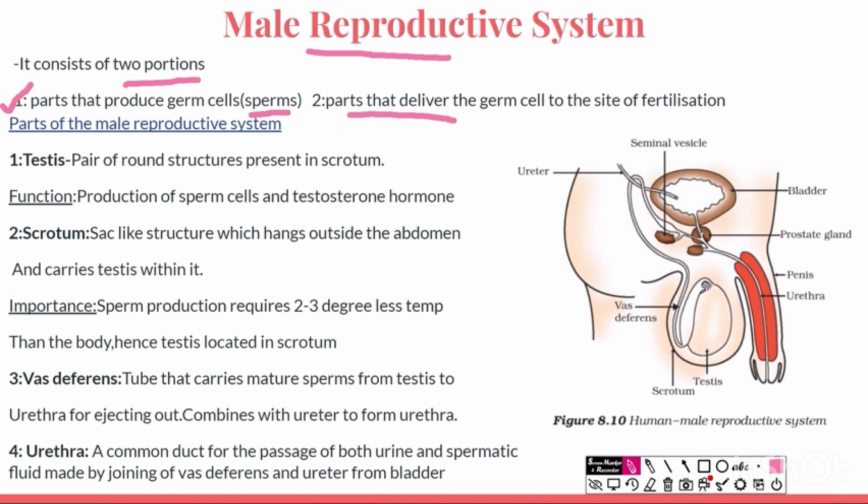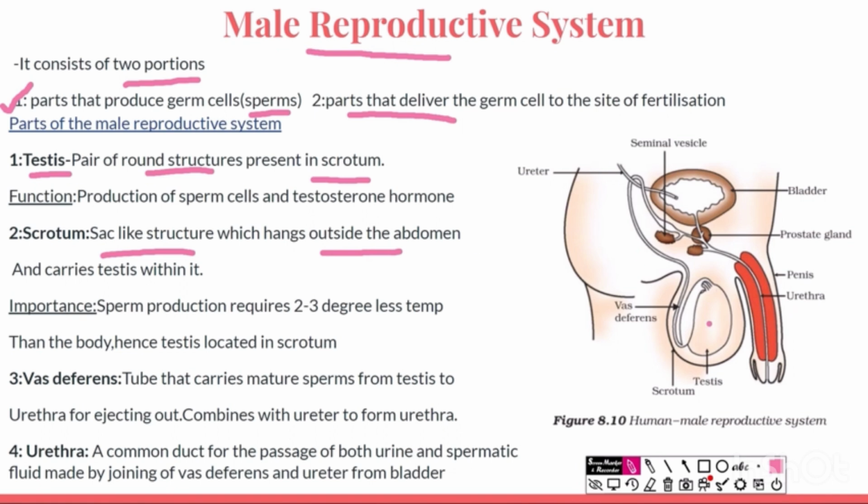So the parts which deliver these formed sperms to the female body. So there are two types of body parts, starting with the parts which produce the germ cells. So we have the testes, which is a very important part. You can see here, these are the testes. So testes are a pair of round structures which are present in the scrotum. Now what is a scrotum? Scrotum is a sac-like structure which hangs outside the abdomen. Why is it outside the abdomen and not inside the abdomen? There is a particular reason.